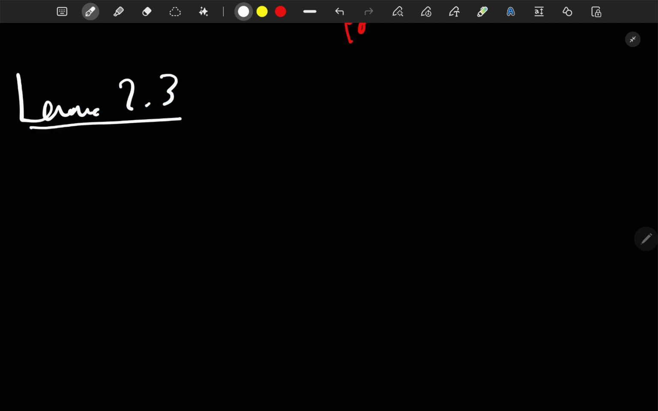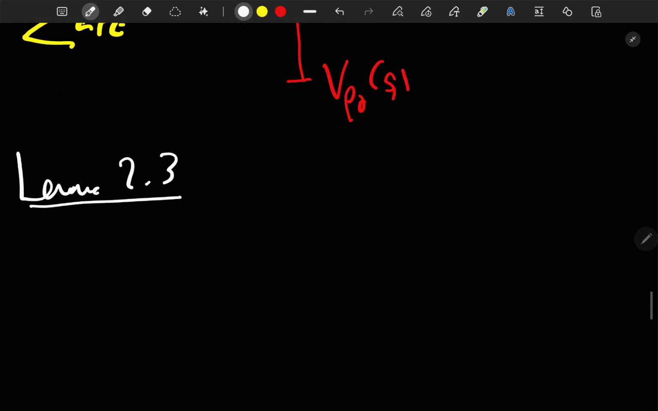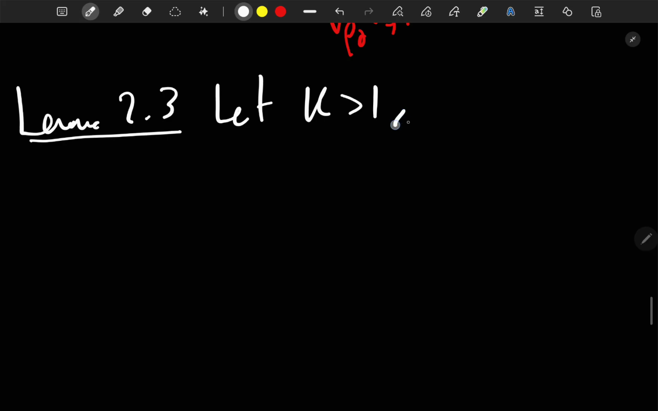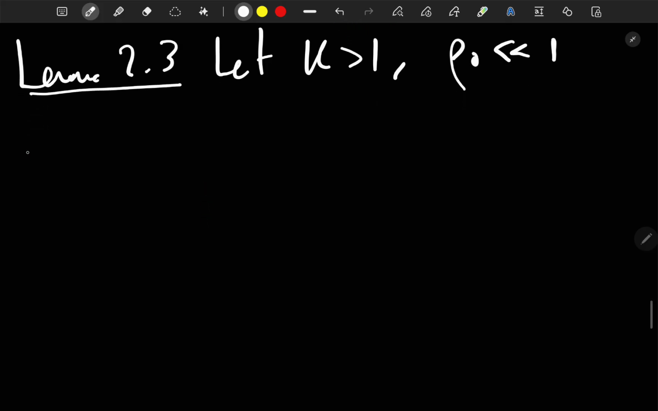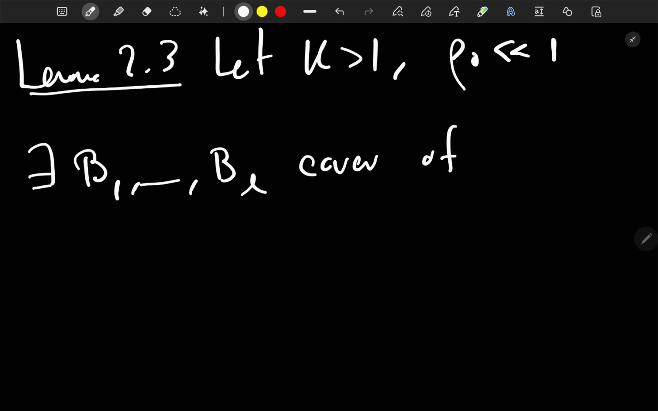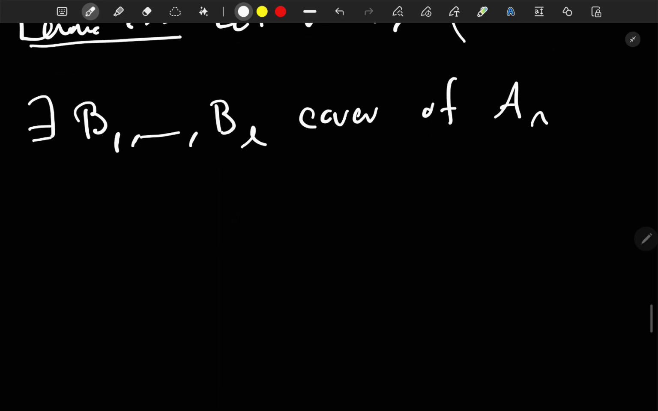So now we have this k, right? Let k be greater than 1, and you take rho 0 very small. And the thing is that you can find a cover of AR by balls of radius rho 0 over k, like in the previous lemma, on some points qi.